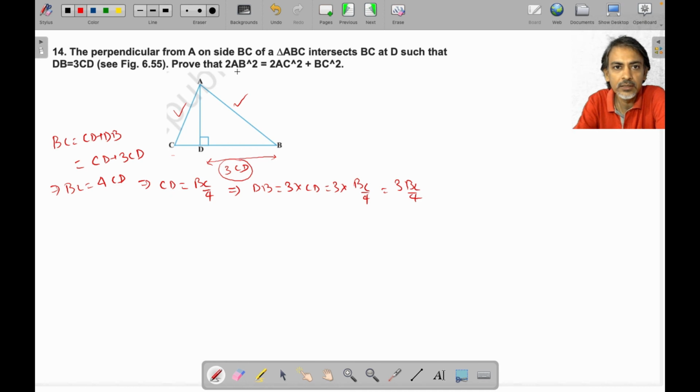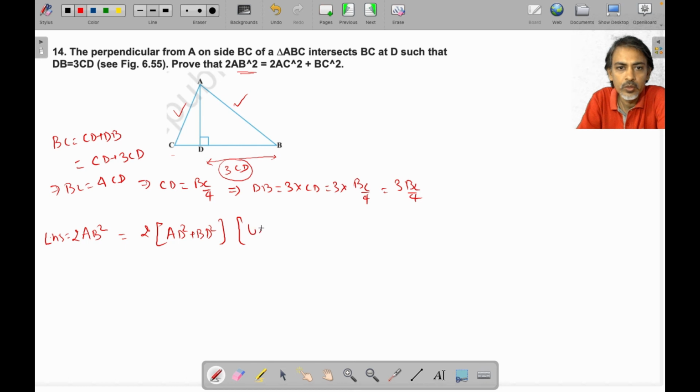Now let's look at LHS of it. What is LHS? Which is AB square, but rather 2AB square. So let's write LHS equals 2AB square. So 2 times AB square is what? AB square is nothing but AD square plus DB square, using again Pythagoras theorem.